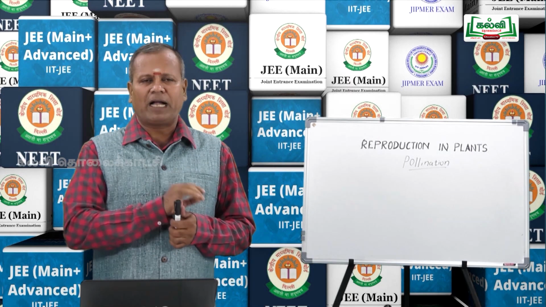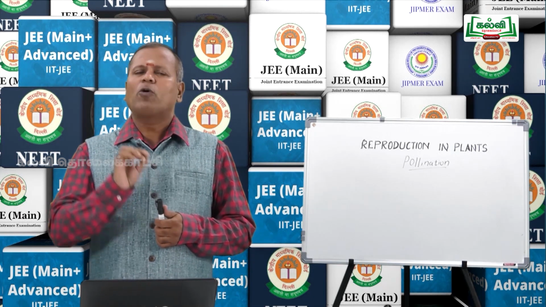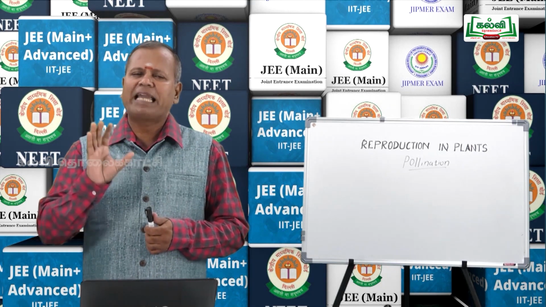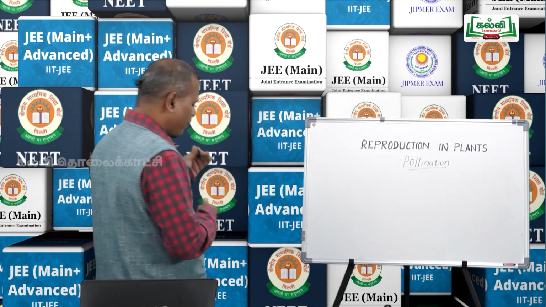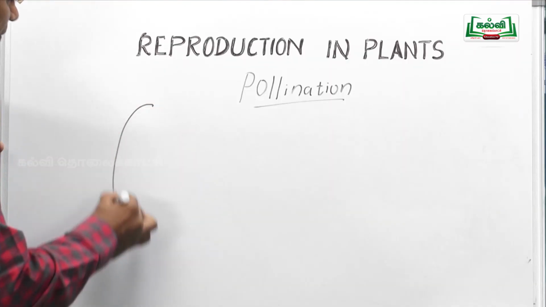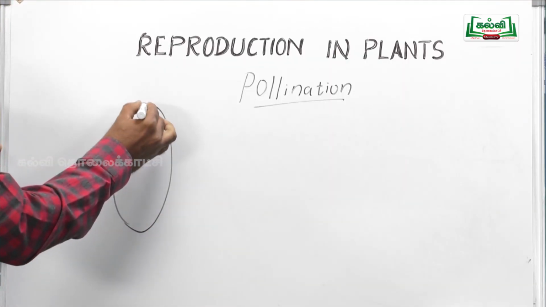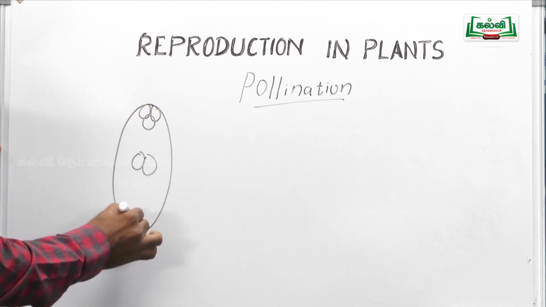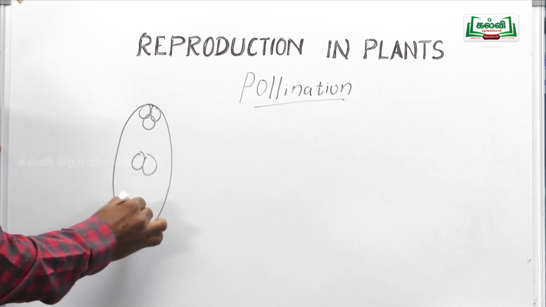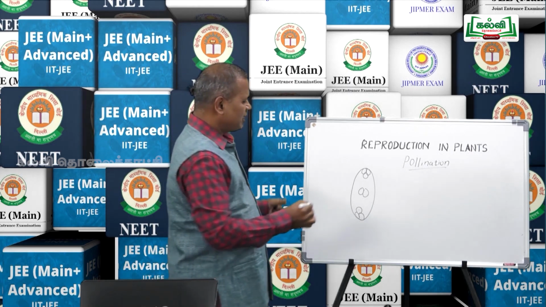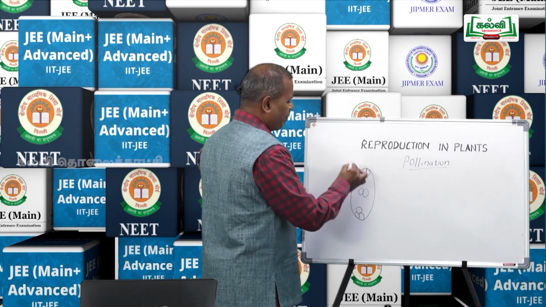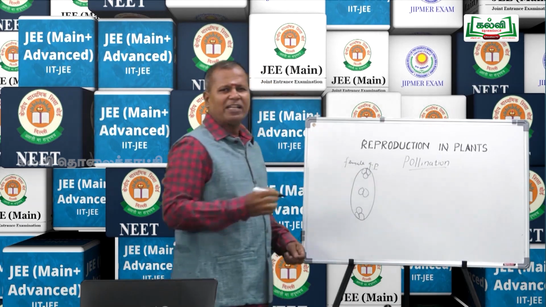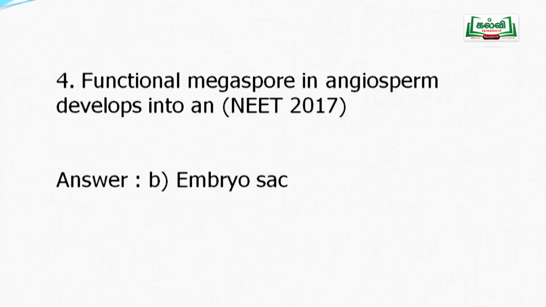The functional megaspore undergoes successive mitotic cell divisions of its nucleus and forms the female gametophyte or embryo sac. The embryo sac, which you already read in your book, has 8 cells: antipodals, the secondary nucleus, the polar nuclei, and the egg apparatus. So this is the female gametophyte or the embryo sac. So the correct answer is option B, the embryo sac.